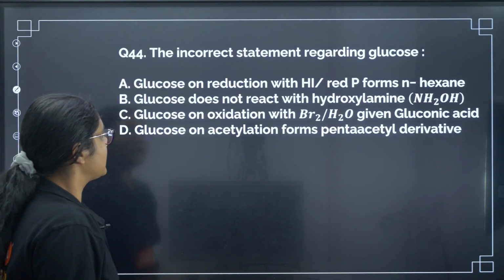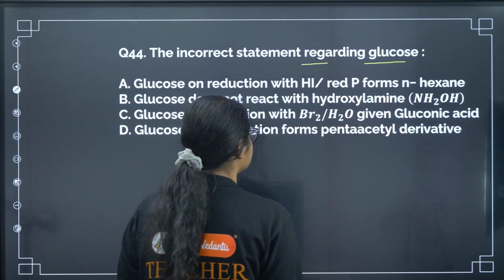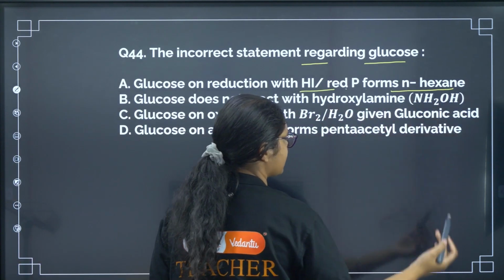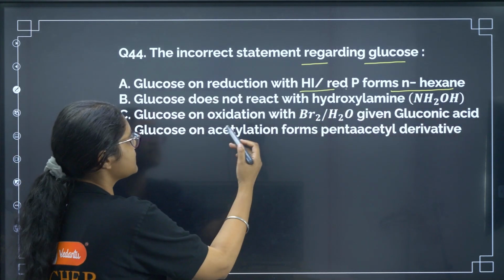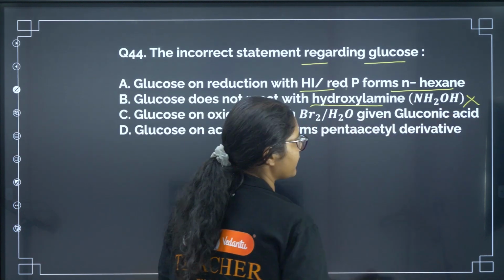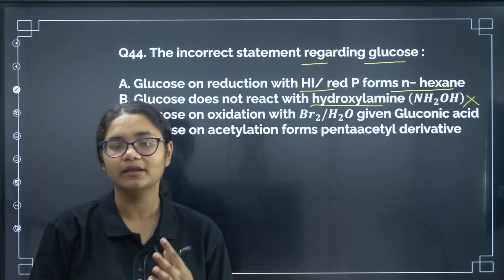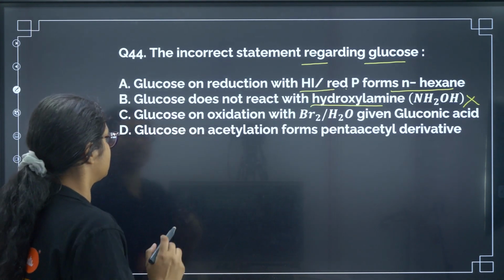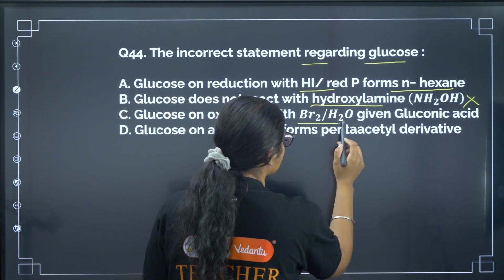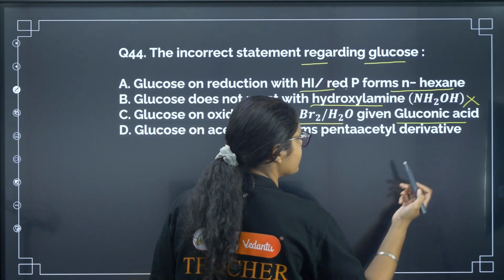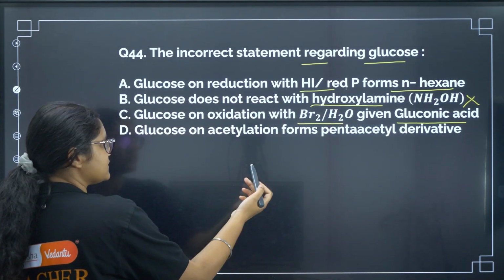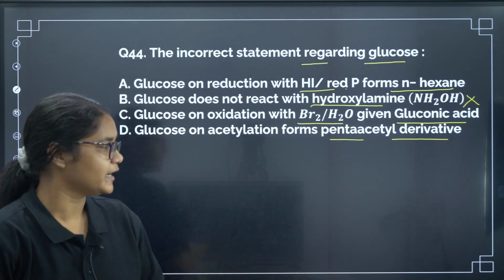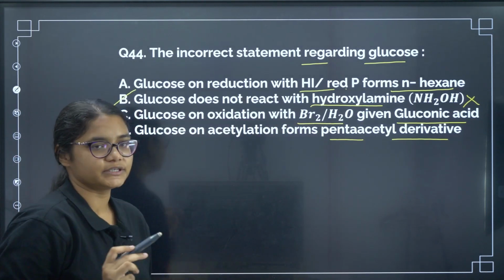Okay, next, the incorrect statement regarding glucose. Okay, so glucose on reduction with HI and red phosphorus forms n-hexane. This is the correct statement. Glucose does not react with hydroxylamine. This is incorrect, right? Glucose reacts with hydroxylamine, and we get a conclusion that some carbonyl group is present, right? So this statement is incorrect. Next, glucose on oxidation with bromine water gives gluconic acid. This is also correct. Glucose on acetylation forms a pentaacyl derivative. This is also correct because there are 5 OH groups, right? So the correct answer for this question will be option number B.